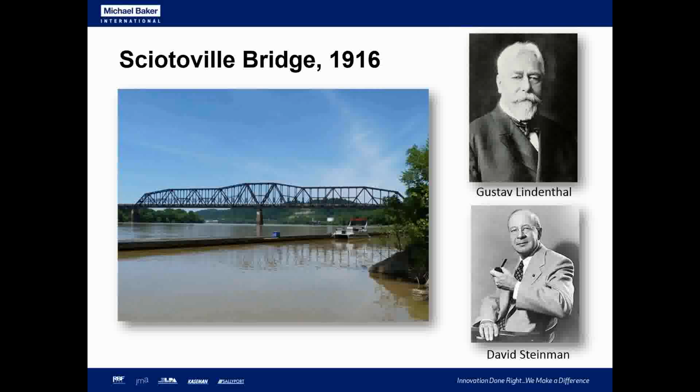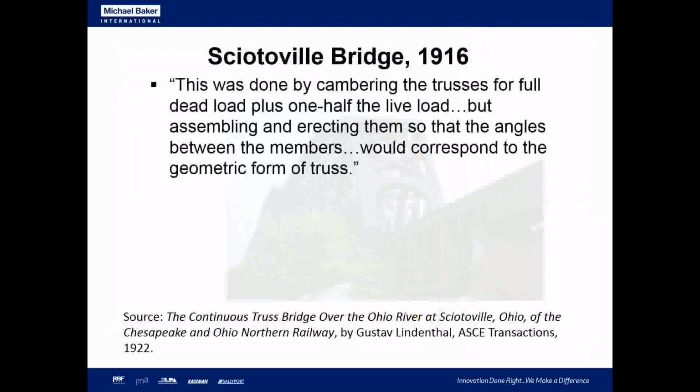A very massive two-span continuous double-track railroad bridge. And their approach to handling secondary stresses, as Lindenthal explained in the Transactions of ASCE in the 1920s, was to camber the trusses for full dead load plus one-half the live load, but assembling and erecting them so the angles between the members would correspond to the geometric form of the truss. So what they did here is they had the truss members fabricated at the cambered length, but then assembled and force-fit them into the geometric uncambered length by having the holes drilled at the connections for the geometric position of the truss.